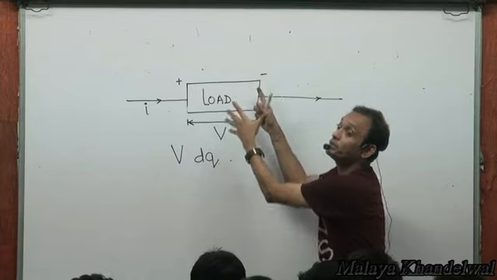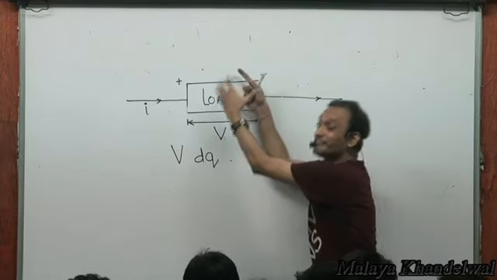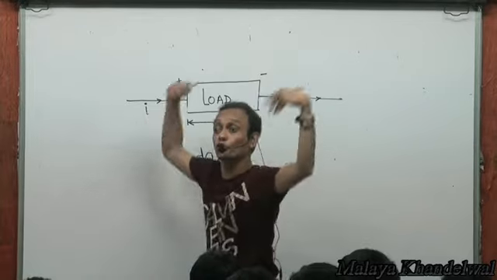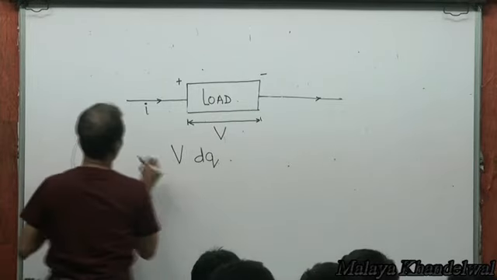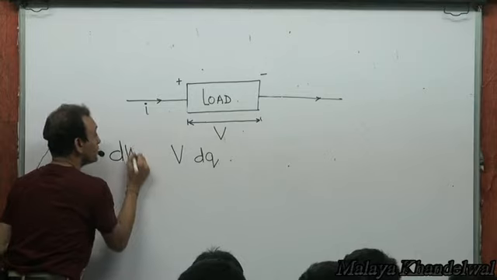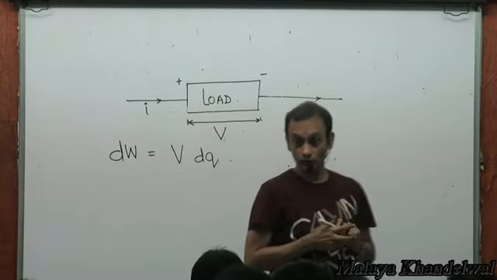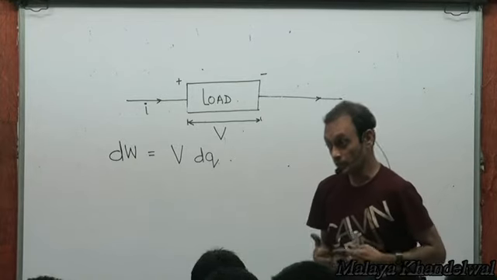That energy is available to the load. This is the work done for the load. This is the energy available to the load when this charge dq flows past the load, right?